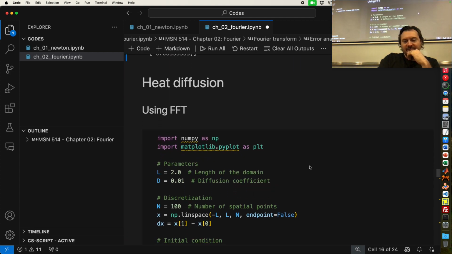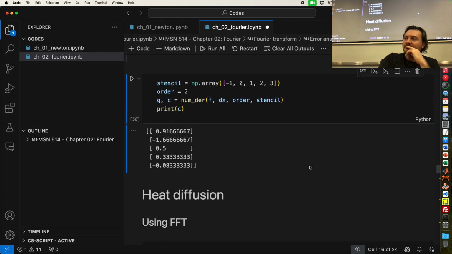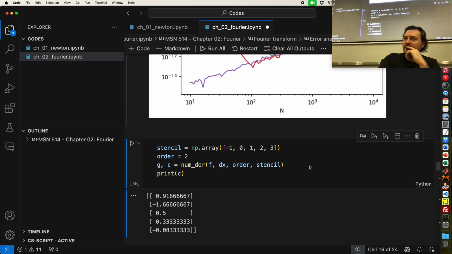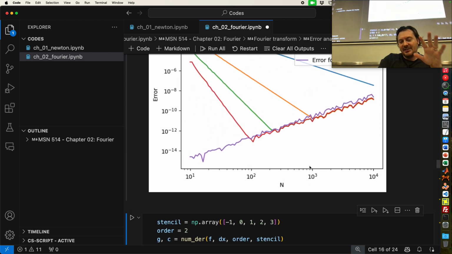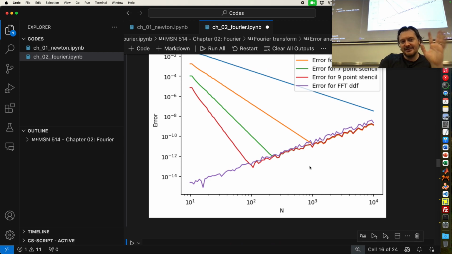Okay. Also, how fast is fast Fourier transformation? What do you mean? I mean, how much time? Okay. I was planning to also plot that, but I didn't. So let me not do it now.